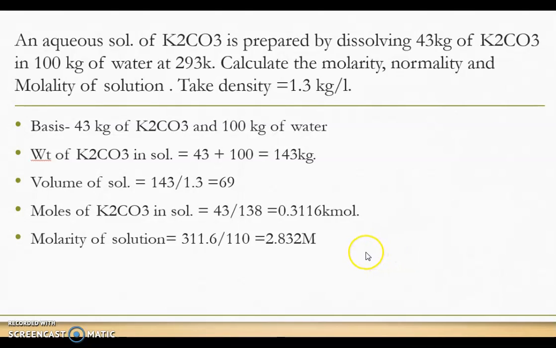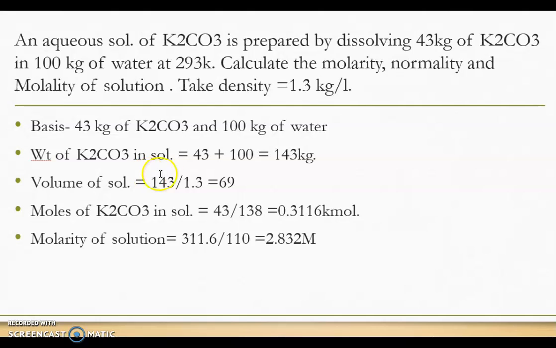The next problem: an aqueous solution of K2CO3 is prepared by dissolving 43 kg of K2CO3 in 100 kg of water at 293 Kelvin. Calculate the molarity, normality and molality of the solution. The density they have given is 1.3 kg per liter. So how can we assume the basis? 43 kg of K2CO3 and 100 kg of water. So that basis we can take.